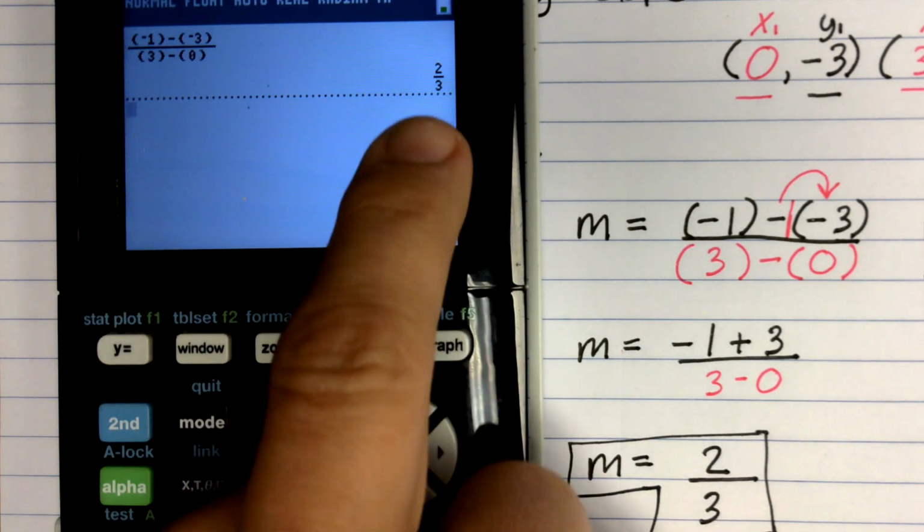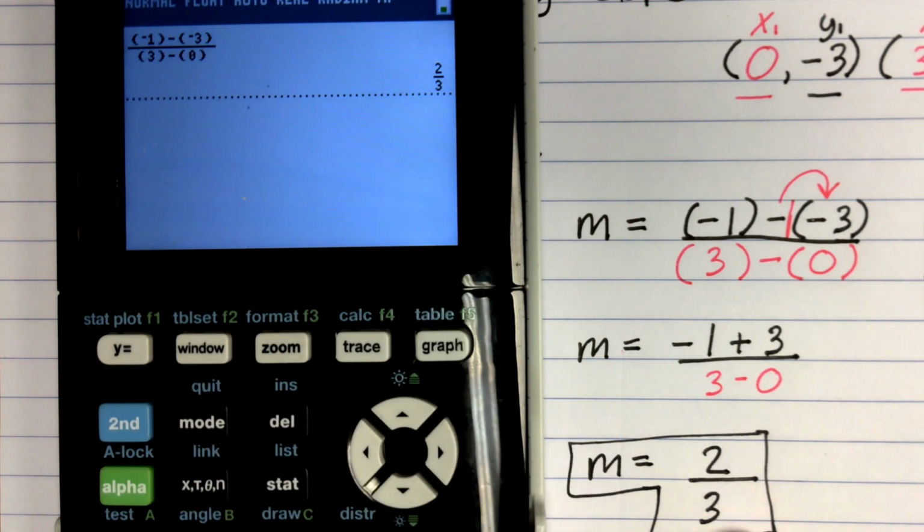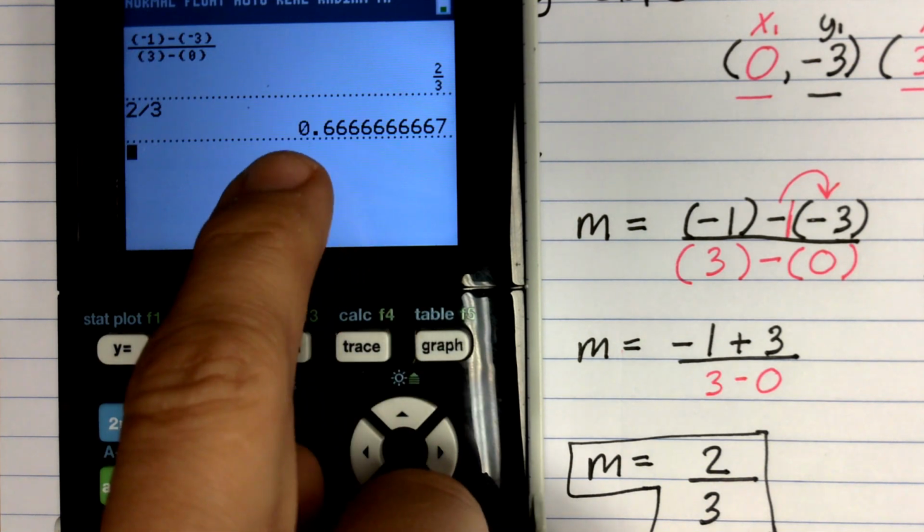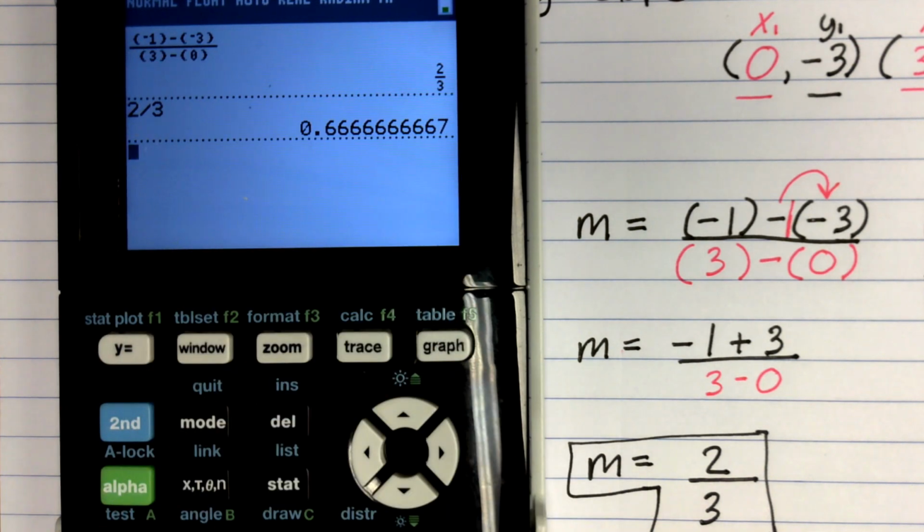So whether you're using a calculator to do it or you're doing it by hand, you're going to get the same answer. And if for some reason what you're doing needs it in decimal form, you could actually just take the 2 divided by 3 and get your decimal form, which is 0.6 repeating. So that's how you find slope using the slope formula.